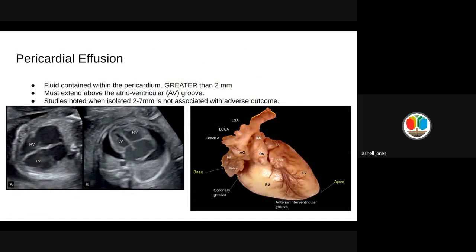All right. Pericardial effusion. Pericardial effusion is fluid contained within the pericardium. It has to be greater than 2 millimeters. Okay. It extends above the atrioventricular AV groove. And studies note that when isolated, so nothing else is seen, 2 to 7 millimeters is not associated with adverse outcome. Okay. And that's when it's isolated.